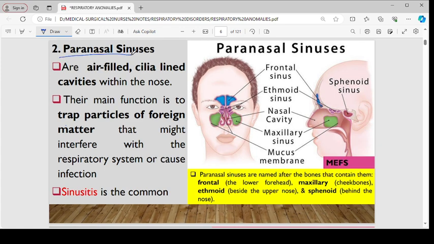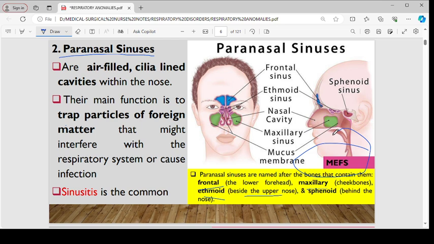The second part is the paranasal sinuses, which are named after the bones that contain them. We have the frontal bone in the lower forehead, the maxillary in the cheekbones, the ethmoid beside the upper nose, and the sphenoid behind the nose. These are the four paranasal sinuses, and they are commonly abbreviated as the MEFS.